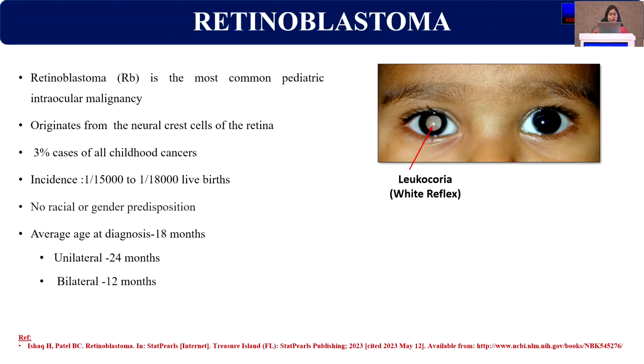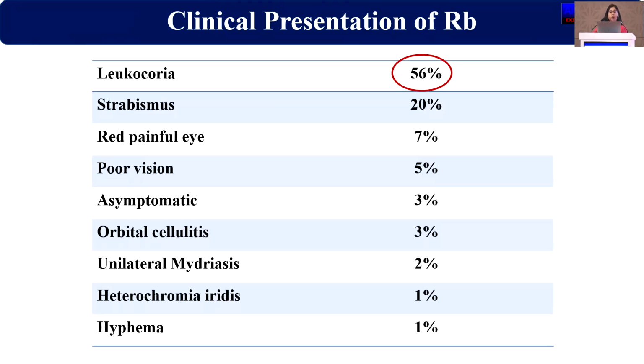Retinoblastoma is the most common intraocular malignancy in children, which originates from the neural crest cells of the retina, with an incidence rate of 1 in 15 to 18,000 live births. This picture shows the most common symptom of retinoblastoma, that is leukocoria, which accounts for 56% of total RB cases, followed by strabismus, red painful eye, etc.